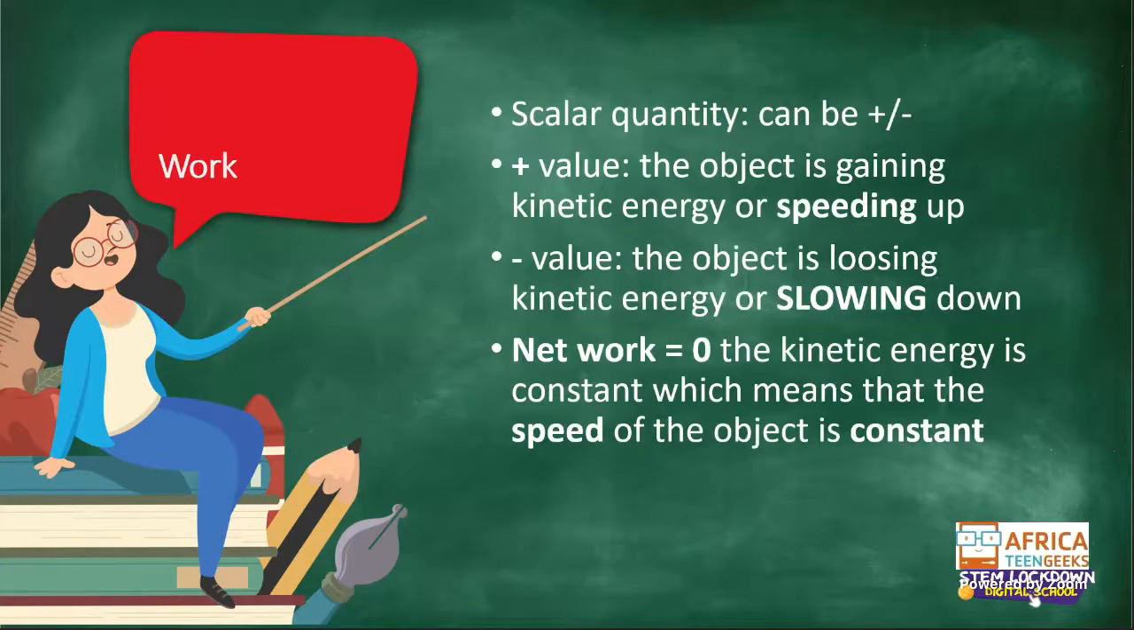Then, like I was saying, work is a scalar quantity, meaning it can be either positive or negative. When you have a positive value, you are saying that the object is gaining kinetic energy, so your object is speeding up. If you have a negative value, it means that your object is slowing down, so you're losing kinetic energy.